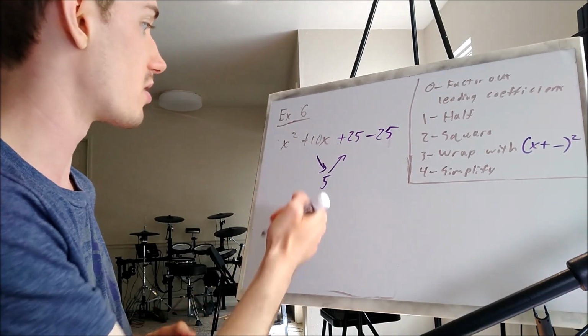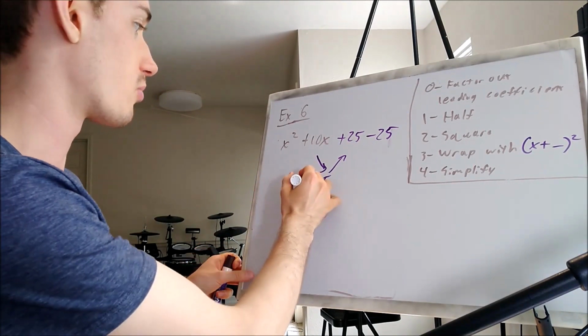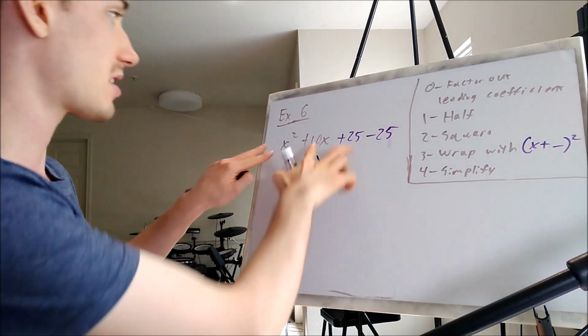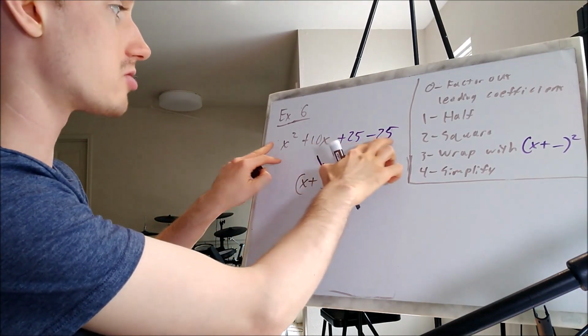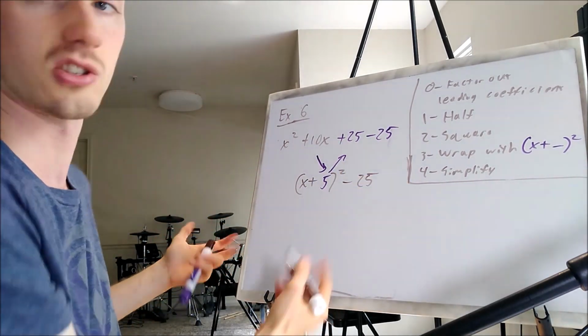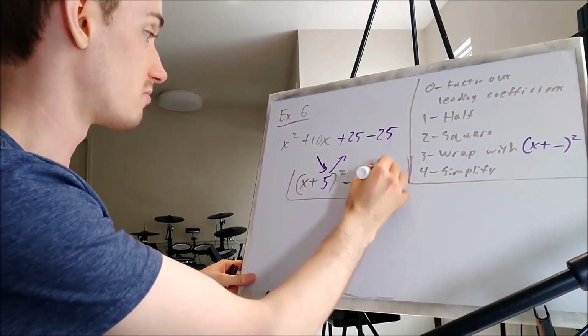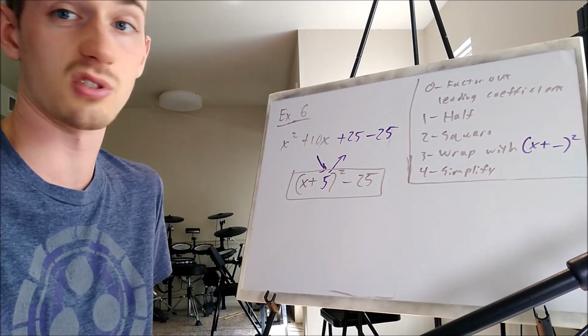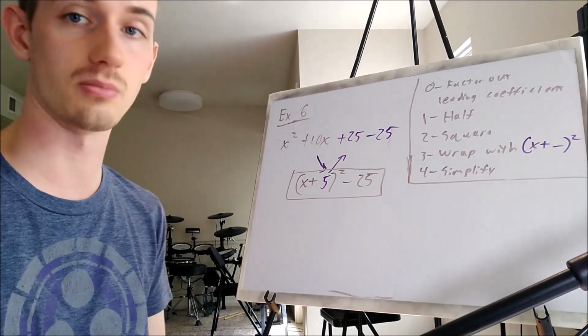Now I wrap the new number with x plus that number squared. And that takes care of the first three terms. And then I just bring this negative 25 along for the ride. And in this case, there's nothing to simplify. It's done. So it's a slightly weird case where it doesn't look exactly the same, but the procedure is still exactly the same. There's actually just less simplification to do.